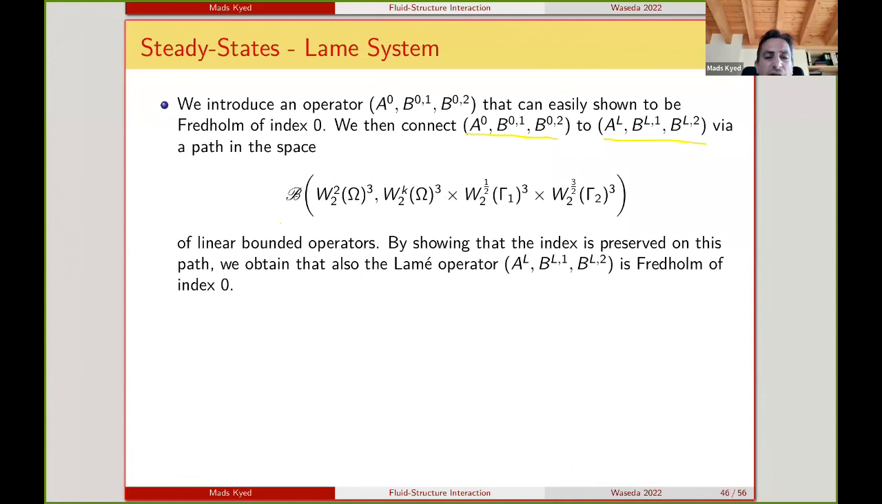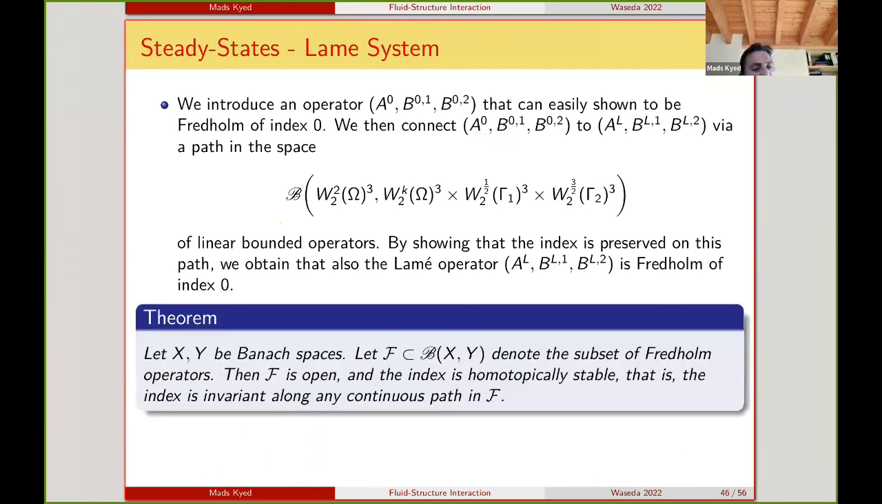Okay, and then we show that the index is preserved on the path, so that we derive that the Lamé operator also has index 0, because the simple operator had index 0, and they are connected on a path on which the index doesn't change. So that's the idea. That's how you reduce the hard work of showing Fredholm of index 0 to a simpler problem.